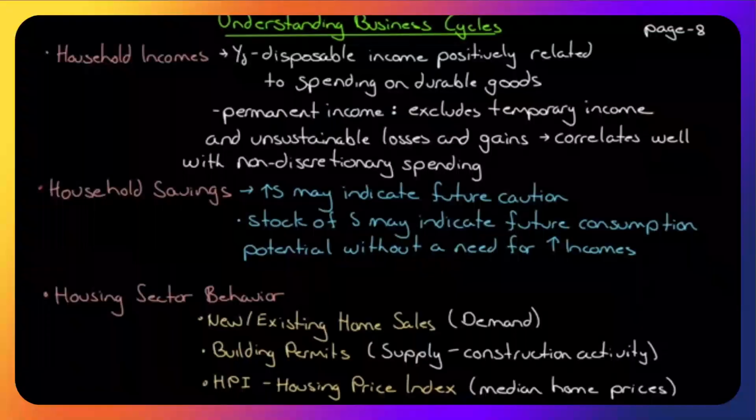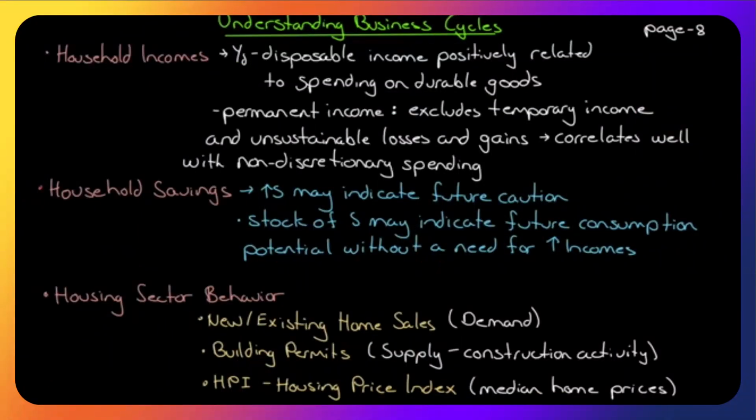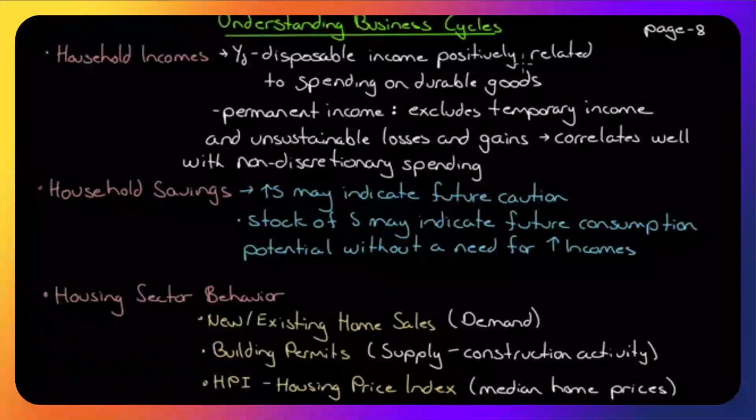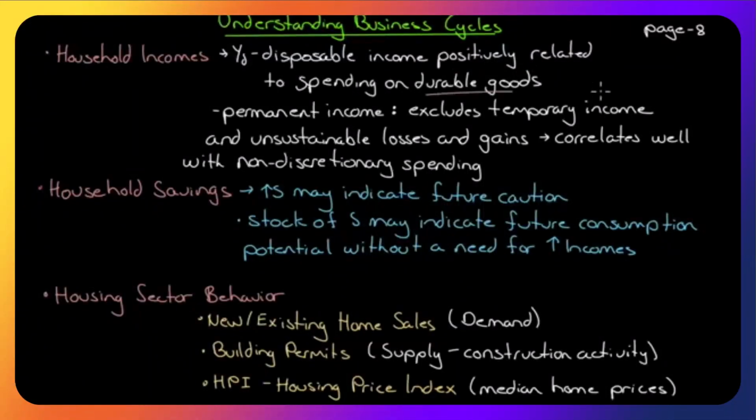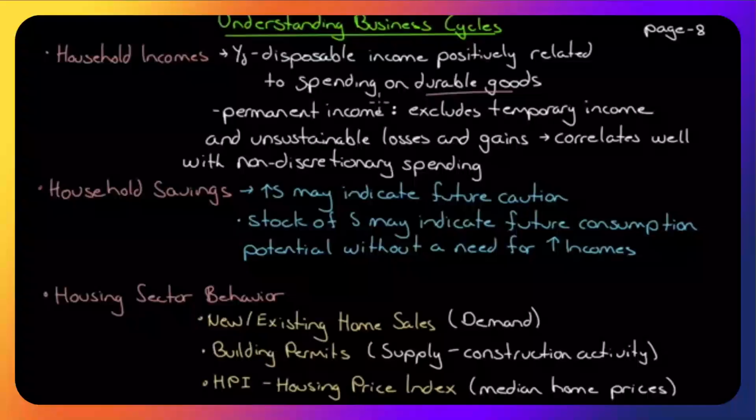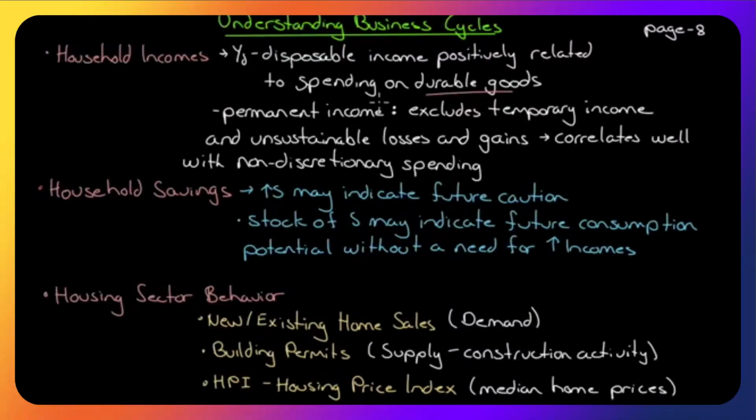All right, just finishing up on the household here before we move to the housing sector. Household incomes. We can look at household incomes in two ways, a measure of disposable income or a measure of permanent income. Disposable income is positively related to spending on durable goods. Permanent income excludes temporary income and unsustainable losses and gains. In other words, it'll strip out capital gains. Maybe you did well in the market that year, you have great dividends, great capital gains. Well, that's not guaranteed to continue. That really wouldn't be called your permanent income.